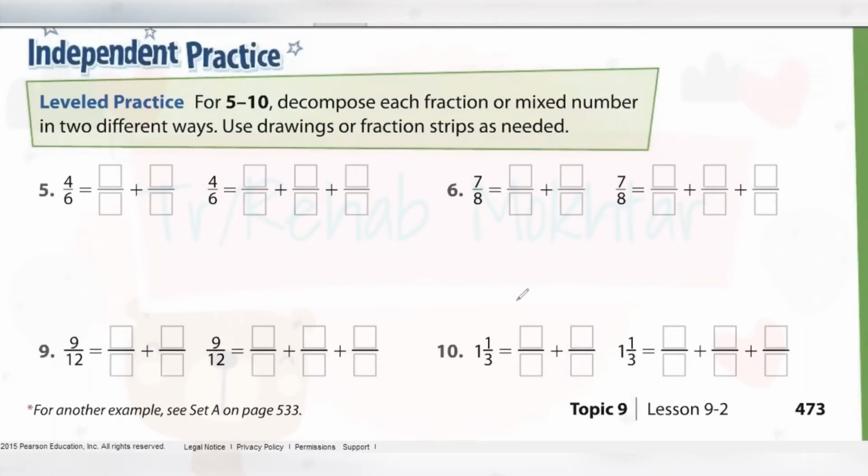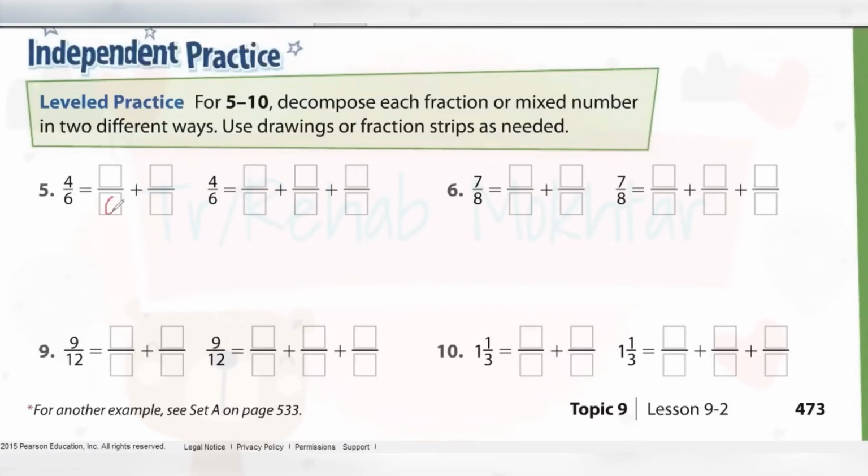Page 473, decompose each fraction or mixed number into different ways. Use drawing or fraction strips as needed. Number 5, we have 4 out of 6. This is a fraction. The numerator is 4 and the denominator is 6. We said before we have to keep the denominator as it is.